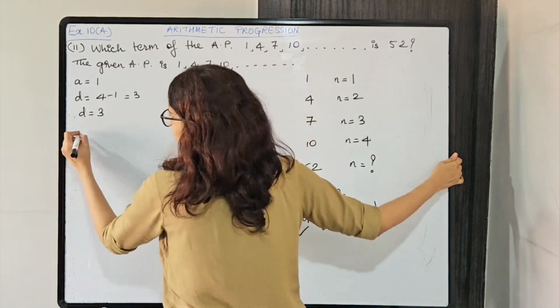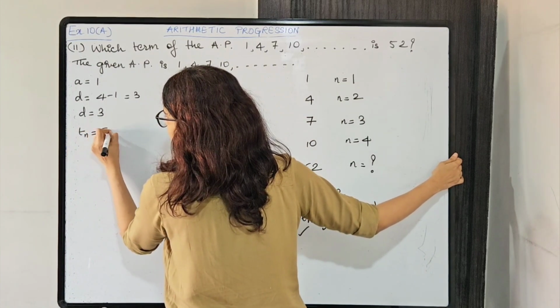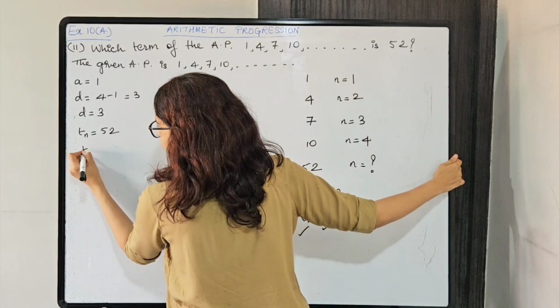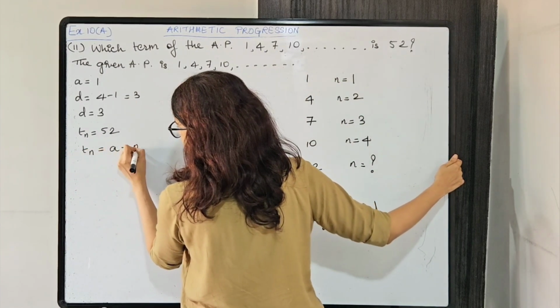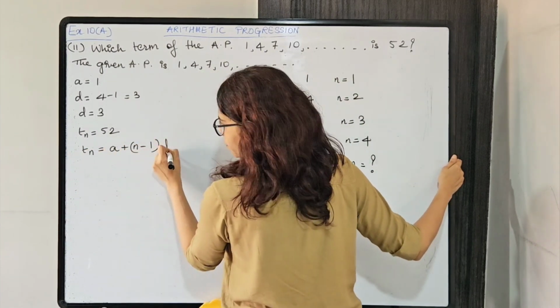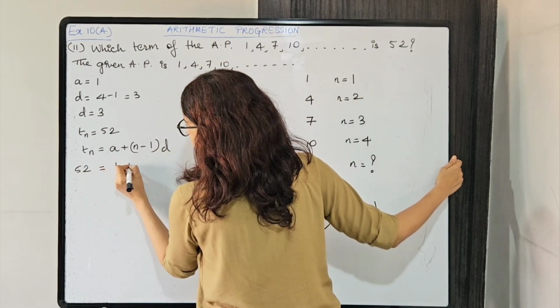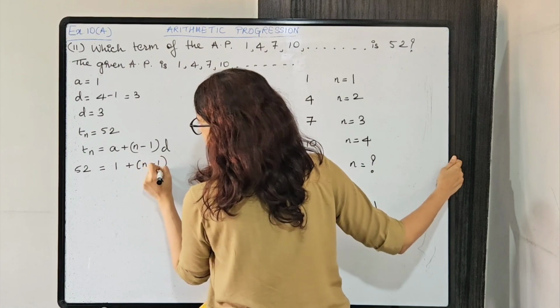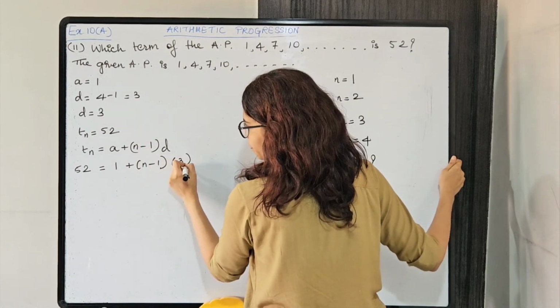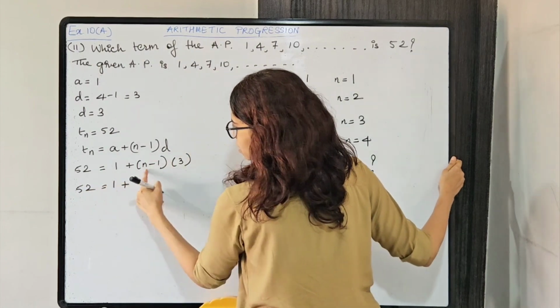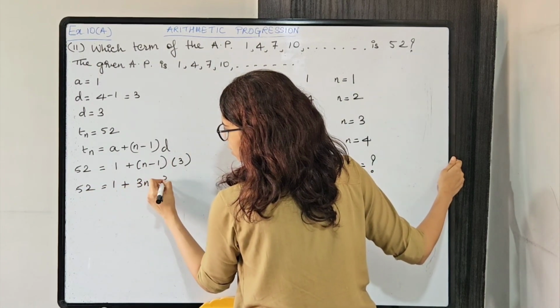Okay. Tn is 52, and we need to find out n. Okay, for 52, write the formula first. So 52 is equal to 1 plus (n minus 1) into d, which is 3. So 52 is equal to 1 plus, multiply, 3n minus 3.